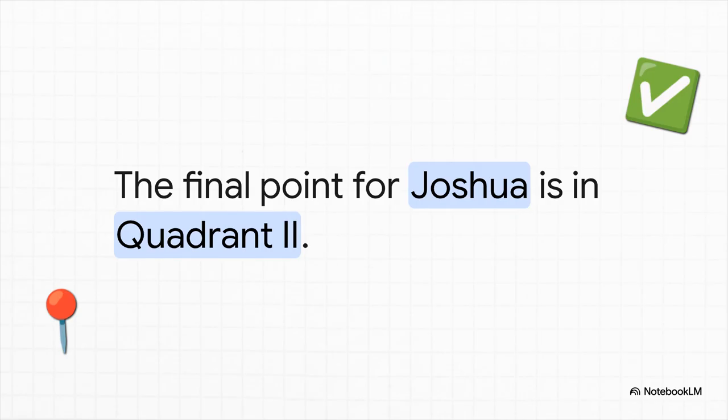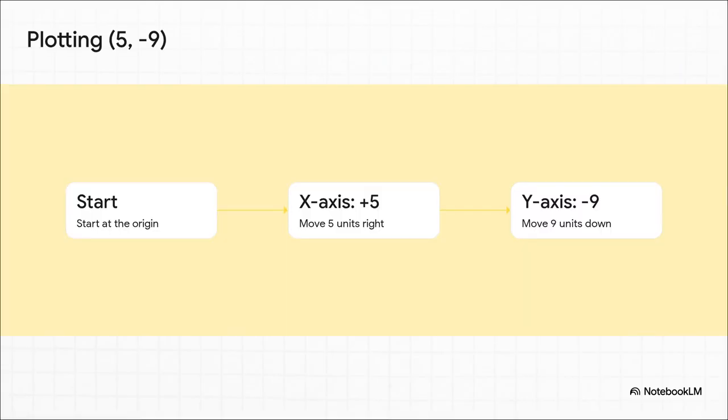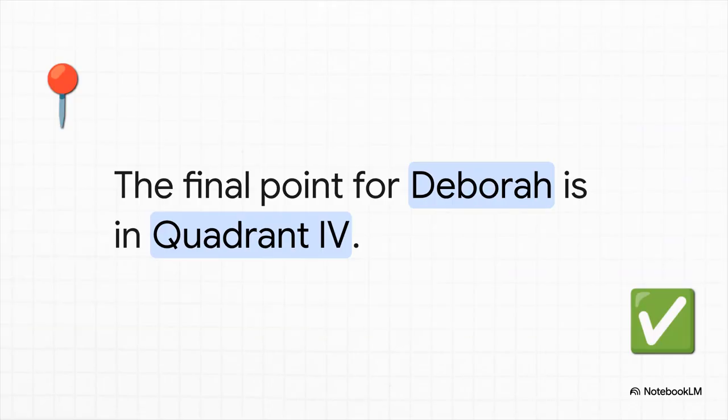Pretty smart, right? All right, next up, we have Deborah. She's located at the point 5, -9. Now, you'll notice the signs are flipped this time. So what does that mean for where she is on the grid? It's the same exact process. We start at the origin. +5 for the x means we move 5 units to the right. And then a -9 for the y means we move 9 units straight down. And that move lands us in Quadrant 4. So that's the rule for Quadrant 4, a +x and a -y. Using a different figure for each quadrant really helps to make that pattern stick.